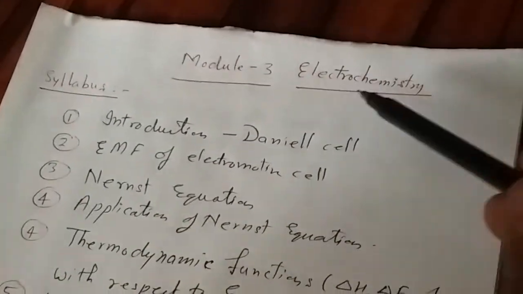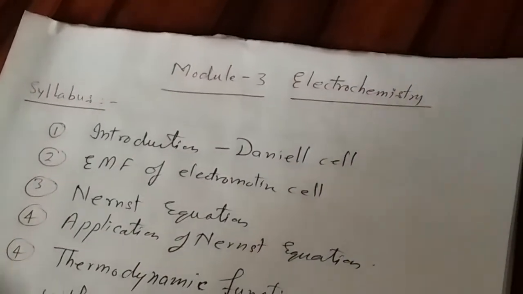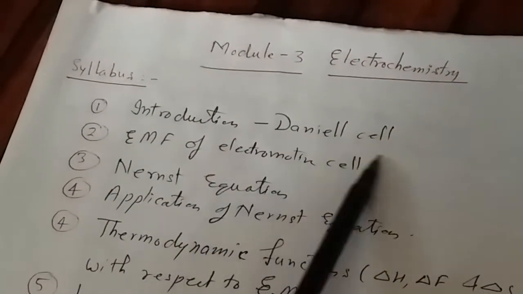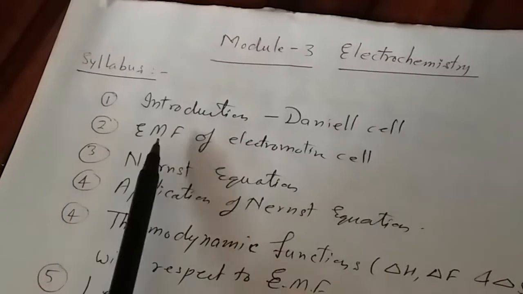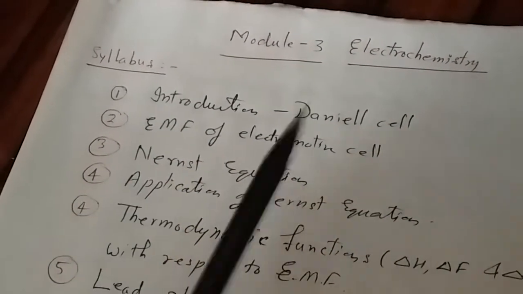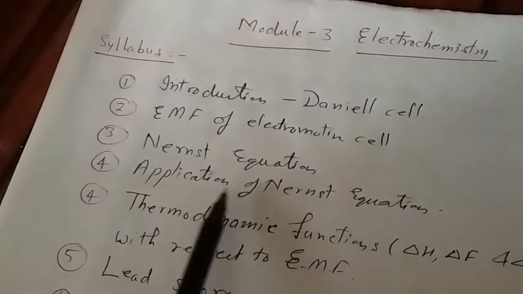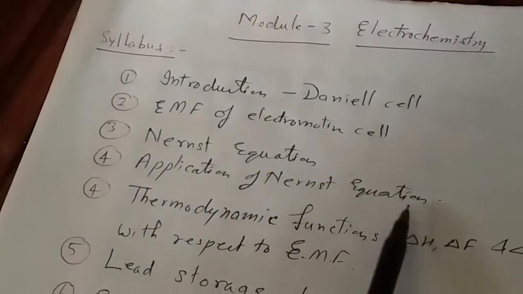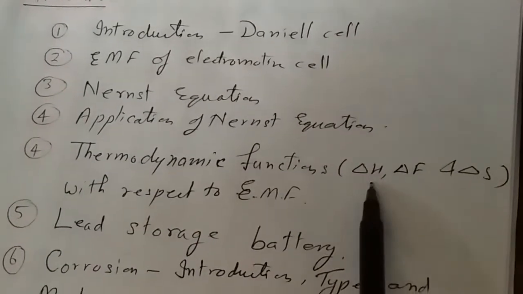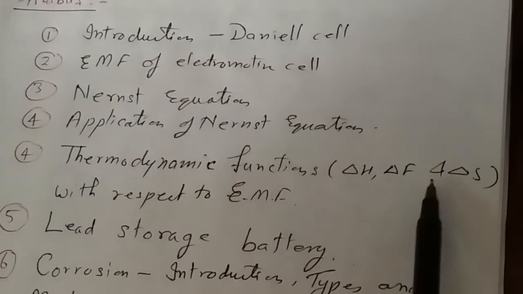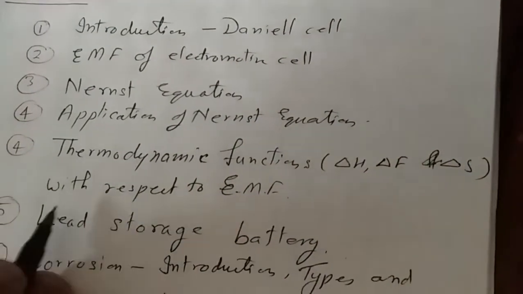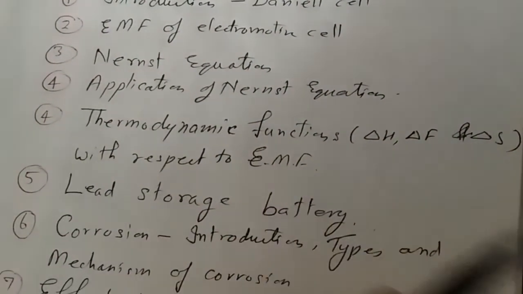Module 3, name of the module is electrochemistry, and the syllabus of electrochemistry is: introduction, Daniell cell. Second point, EMF of electrochemical cell. Third point, Nernst equation. Fourth point, application of Nernst equation. And fourth is thermodynamic functions, delta H, delta F and delta S with respect to EMF.